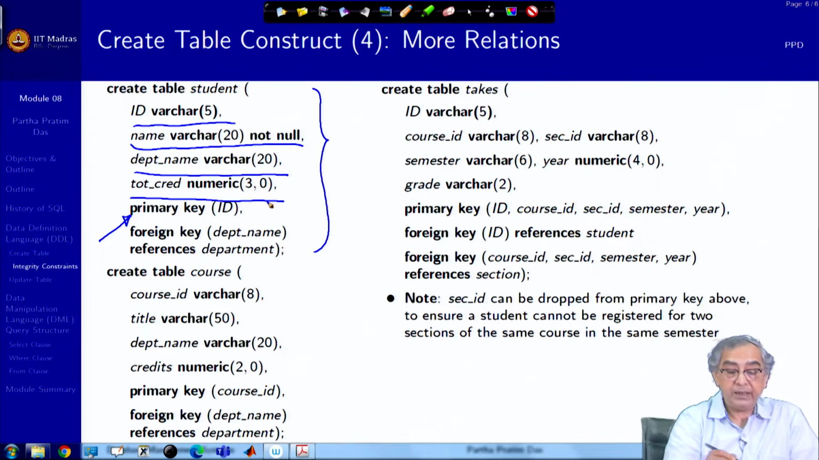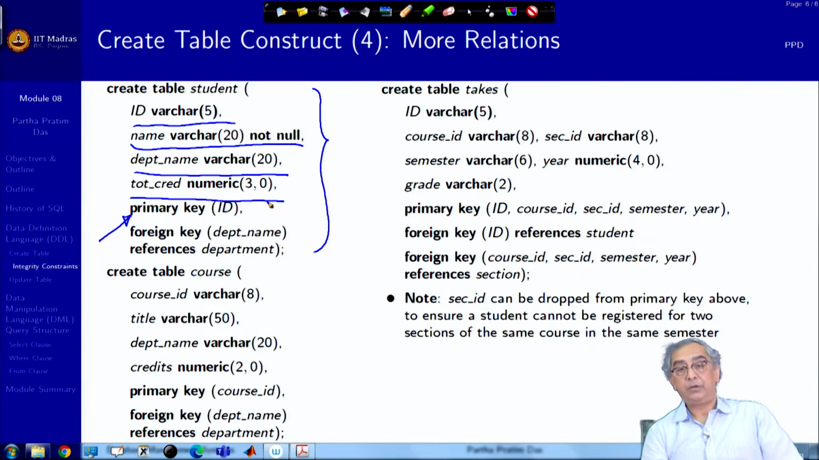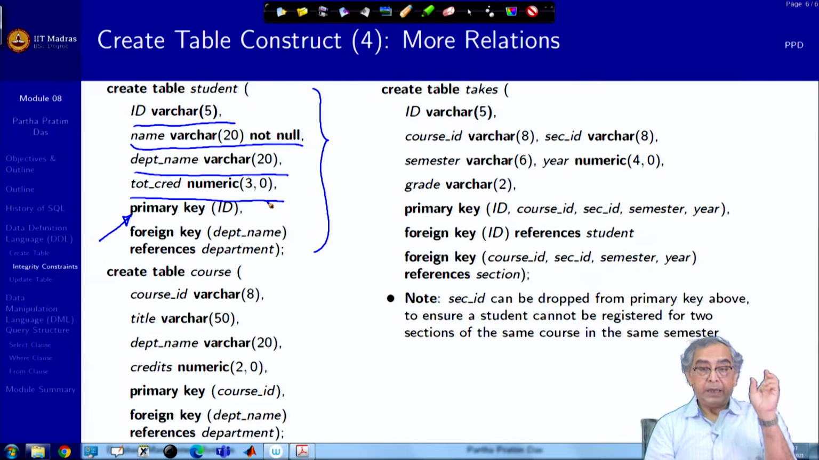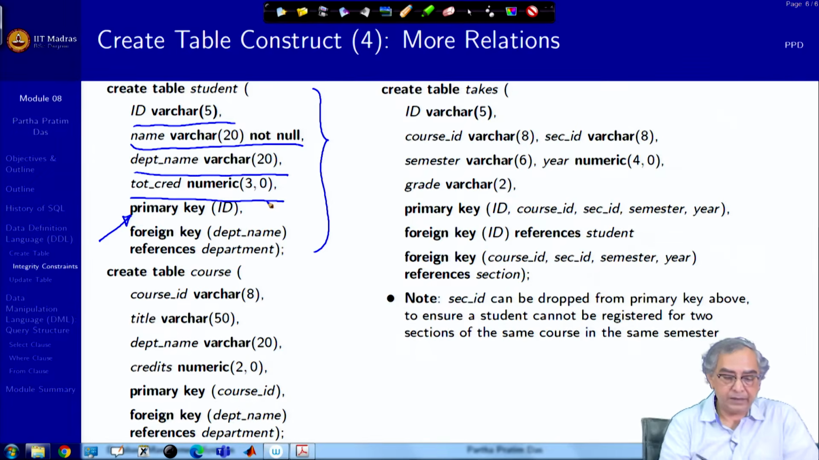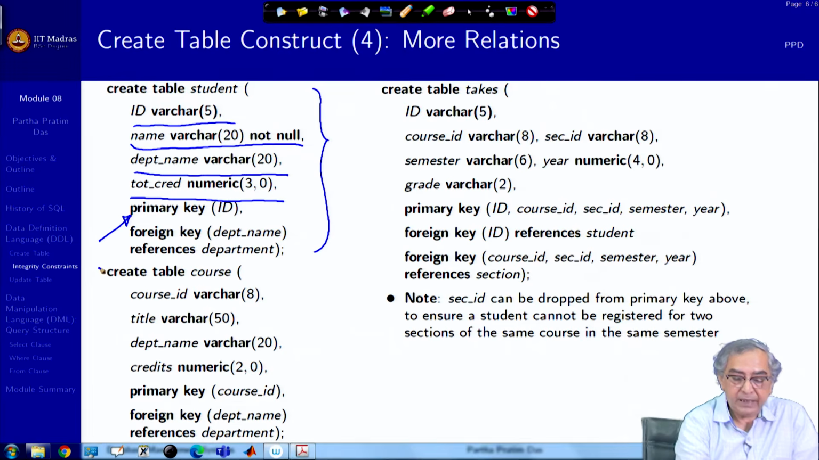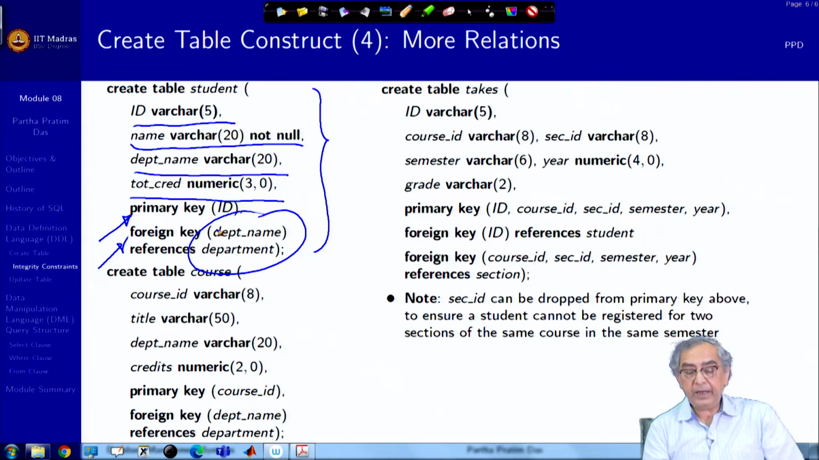Total credit is numeric(3,0). So, it cannot have a decimal part. So, it has to be a whole number. What this necessarily means, it is a whole number which is up to 3 digits. The primary key is ID and foreign key is department name like before. Right. So, it is very easy that way.